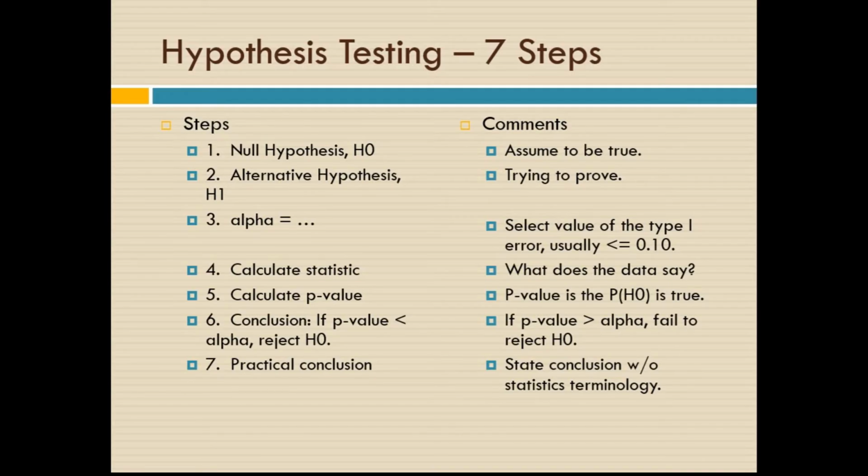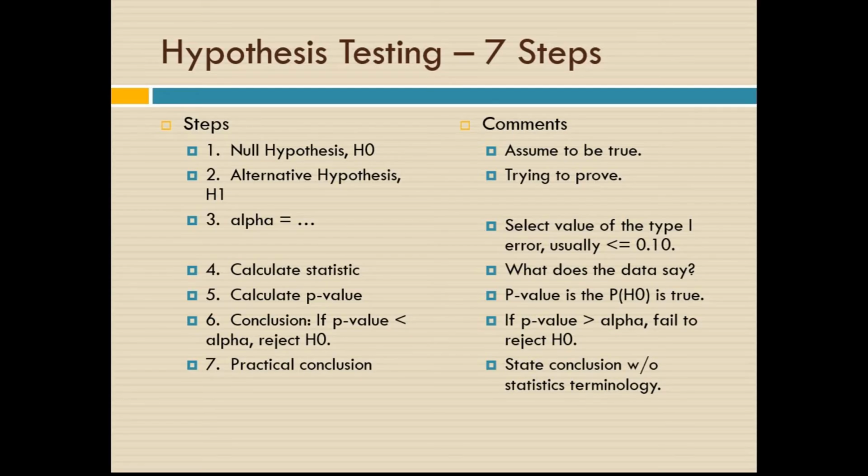The fourth step is to calculate the statistic, and the statistic depends on the statistical test, and there are many different statistics. And by the way, the statistic always comes from the data. You have data, and then you calculate the statistic from the data that you have, your sample. And after you calculate the statistic, you calculate something called a p-value. The p-value's definition is the probability that the null hypothesis is true. That's what the p-value is.